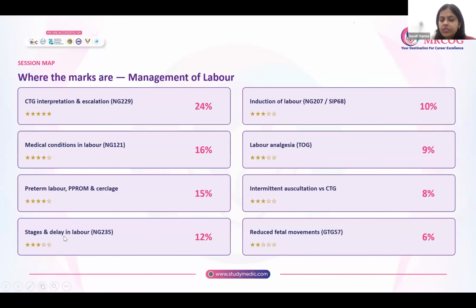Followed by intrapartum care, we have a section that is stages of labor, delay in first and second stage of labor, followed by induction, labor analgesia, how to choose between intermittent auscultation or CTG, and then the brand new guideline, reduced fetal movements. So all these topics are very, very important.